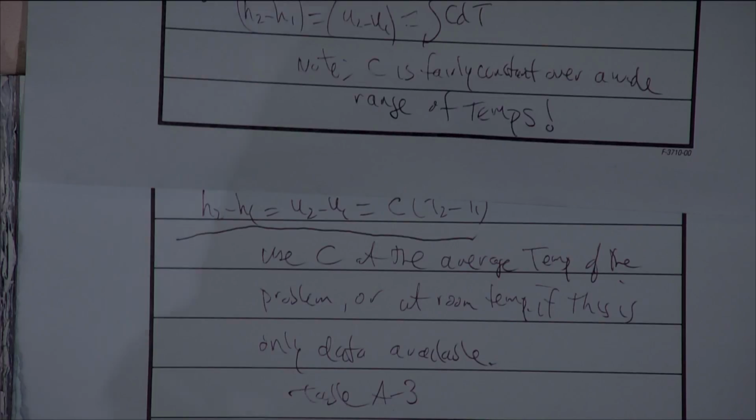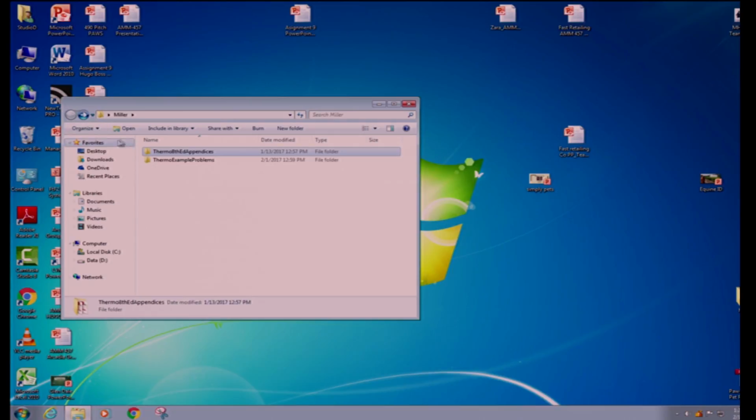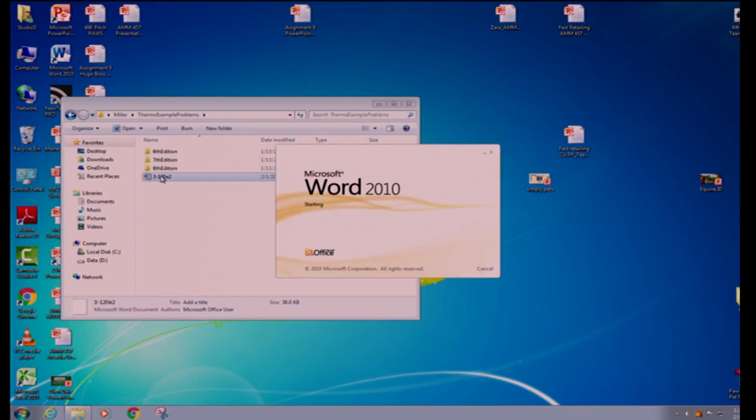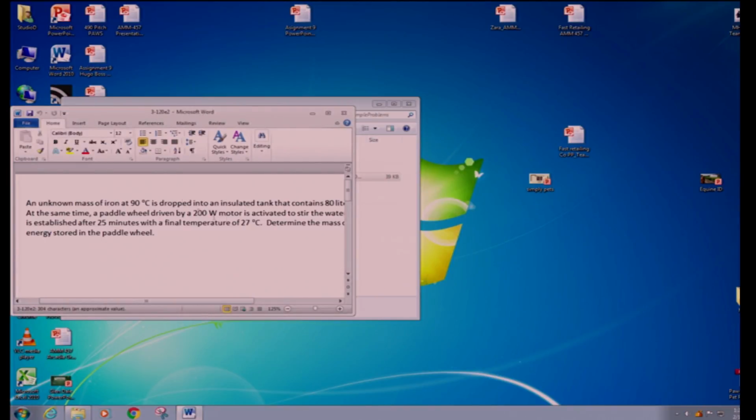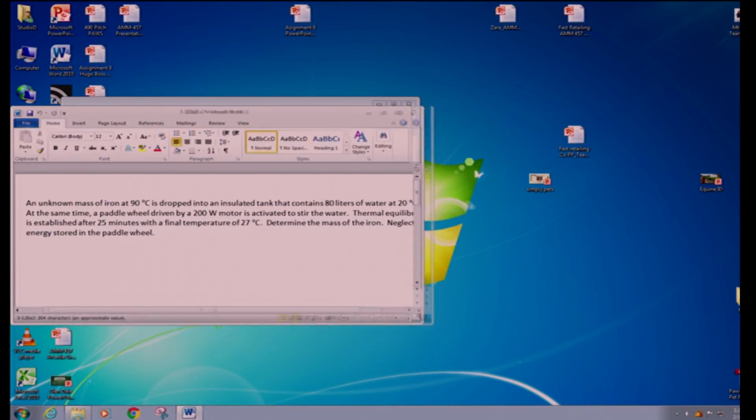What I would like to do as an illustration of how we use this is to solve another example problem. I will note that this example problem comes from the second edition of your textbook. Yeah, this book's been around a long time. It's the only one I'm using from such an old edition. But here's this problem.